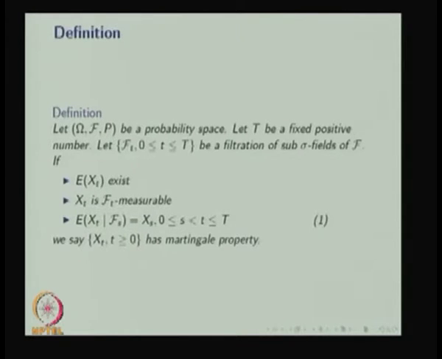And the probability space is defined by Ω, F, P, and T is a fixed positive number. Using that, we get a filtration of sub sigma fields in the range 0 to capital T. If the expectation of X_t exists, for fixed t, X_t is a random variable. So if the expectation of X_t exists, in other words, the random variable is integrable.